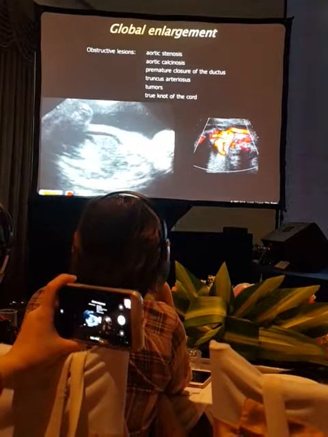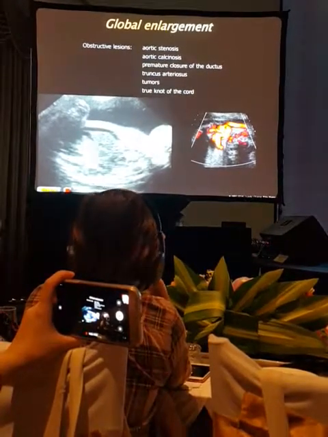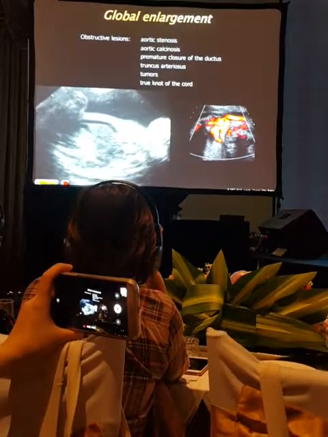Or you may have a true knot of the cord that is tight. 1% of babies have a true knot of the cord. Very few have a tight true knot. So if you see a cardiomegaly, also look outside at the cord.